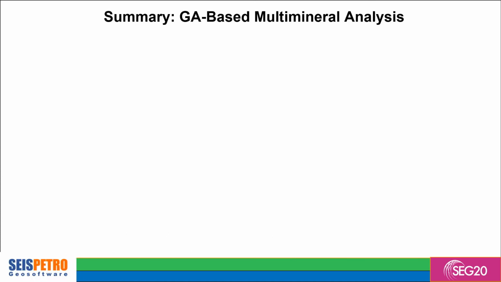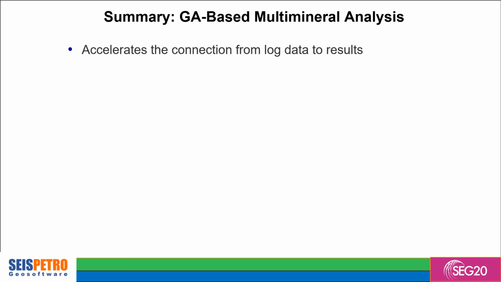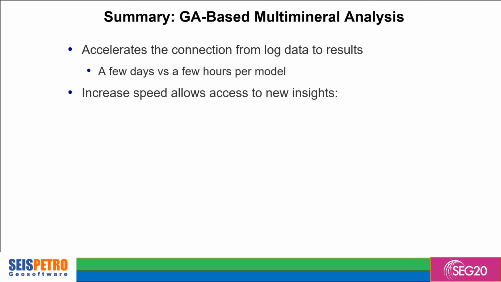Okay, now let's wrap up with a summary of what we have presented. The main advantage of the genetic algorithm-based multimineral analysis is that it accelerates the connection from log data to results. This is the most important takeaway of this presentation. This means, for instance, reducing the time it takes to create a model from scratch from a few days to a few hours.